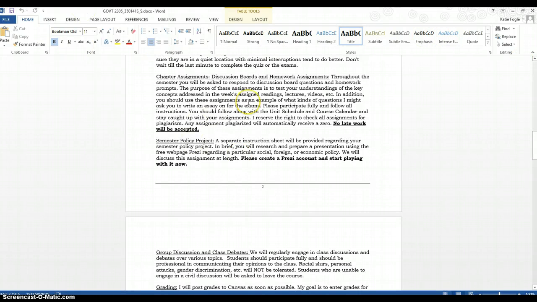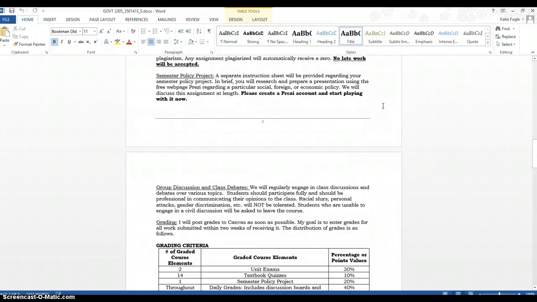Throughout the semester, we'll be doing discussion boards. We'll also be doing homework or Dropbox assignments where you will submit a Word document to Canvas. We'll be doing something with this every week. And you should use these in assignments as a way of studying and preparing for the exams and preparing for your semester policy project. The assignments should help guide you into the kind of analysis and thinking that you will need to do. Stay caught up.